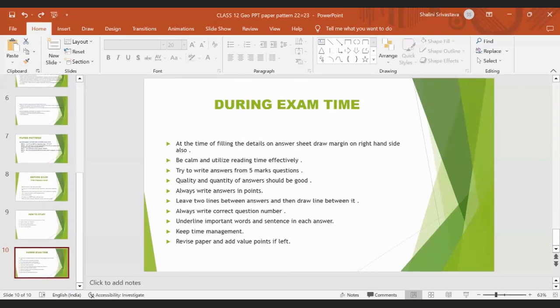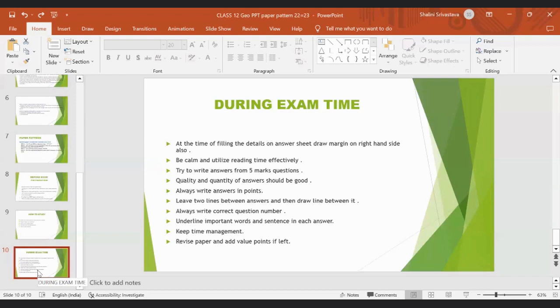Now let us come to what you have to do during exams. When you are going for the exam, at the time of filling in the details, you are given sheets. After filling in the details, draw a margin on the right hand side also. It makes the paper neat and tidy. Be calm and utilize reading time effectively.